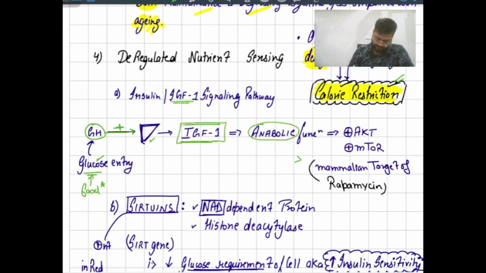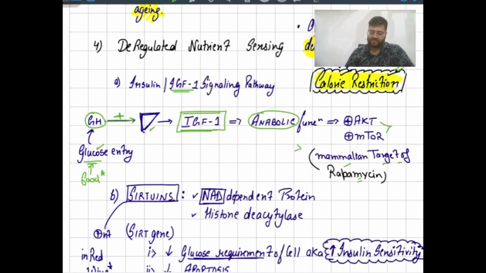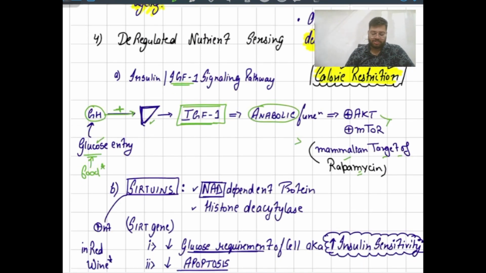Anabolic functions are performed by two particular factors in Robbins. You can see what is written, a kinase enzyme AKT and mTOR. mTOR is the mammalian target of rapamycin, and rapamycin inhibits cell aging. If we eat more, this will function more and the cell will die early. If we eat less, a lesser amount of IGF will be secreted, the lesser anabolic function will be there, and lesser cell aging will occur.